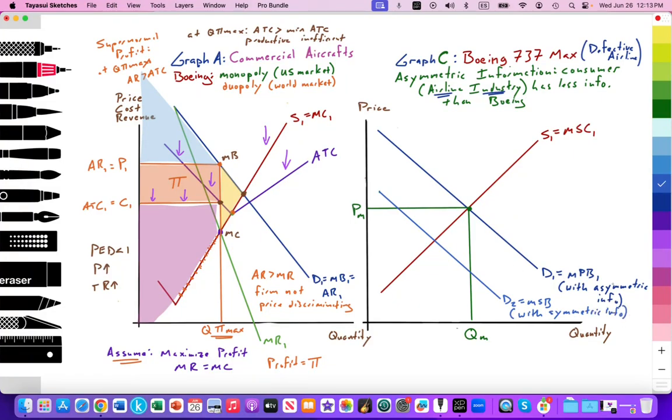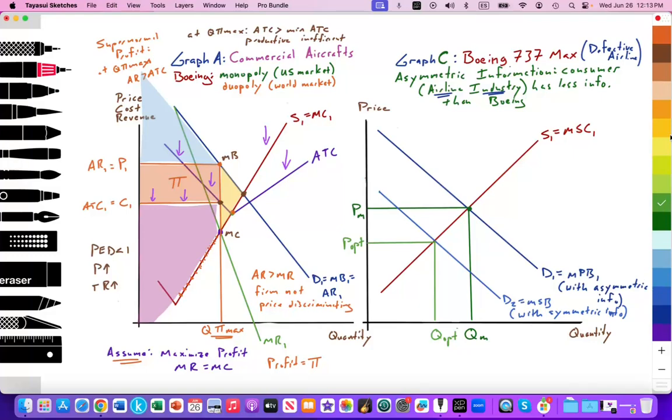Okay, so D1 asymmetric information, D2 with symmetric information. Perfect. Okay, then we have a new equilibrium set there. We're going to go ahead and illustrate that, and that provides us with an optimal price and an optimal quantity of these aircraft provided to society. Society obviously wants less of these aircraft that are defective in the air.